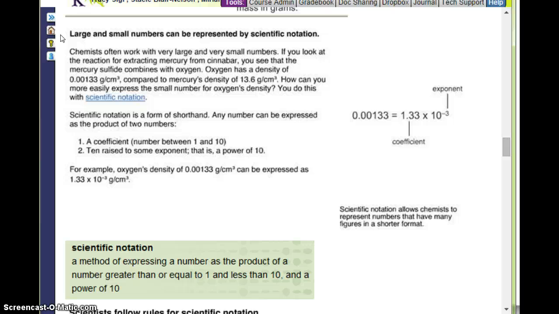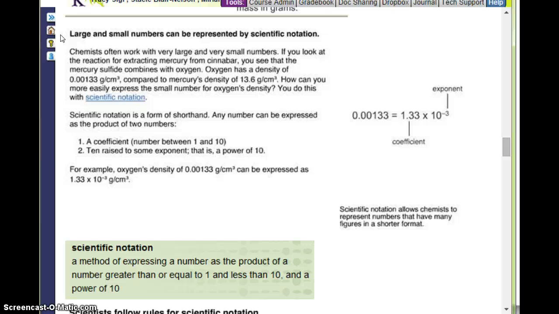Oxygen has a density of 0.00133 grams per cubic centimeter, compared to mercury's density of 13.6 grams per cubic centimeter. How can you more easily express the small number for oxygen's density? You do this with scientific notation.